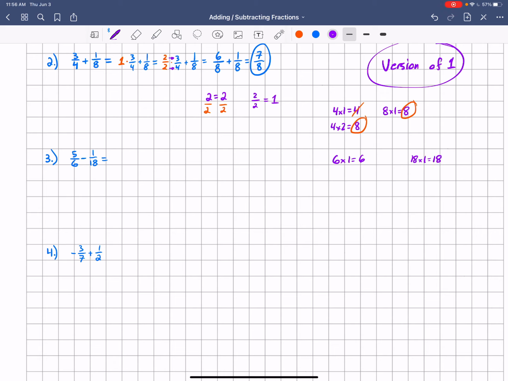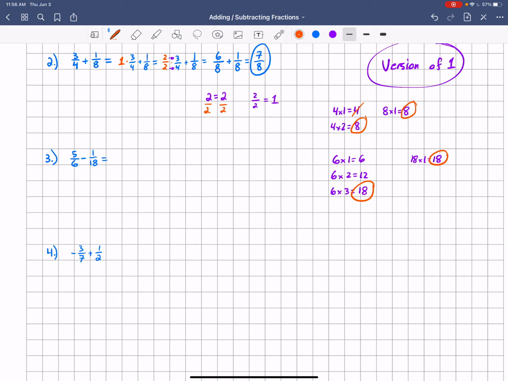Okay, so since 18 is so much larger than 6, let's keep finding larger multiples of 6 until we get all the way up to 18. So 6 times 2 is 12. 6 times 3 is 18. So here we found a common multiple, which is 18.